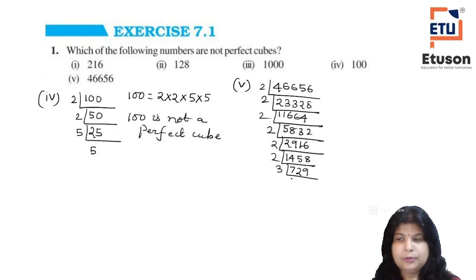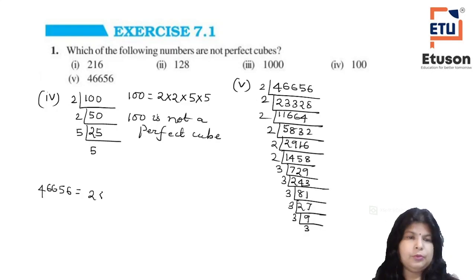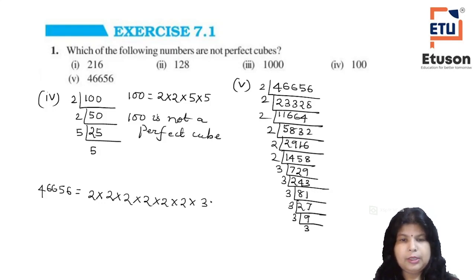Divided by 3 you get 243. Divided by 3 you get 81. Divided by 3 you get 27. Divided by 3 you get 9. Divided by 3 you get 3. So let us write down the prime factors here, that is 46656 is equal to 2 into 2 into 2 into 2 into 2 into 2 into 3 into 3 into 3 into 3 into 3 into 3.